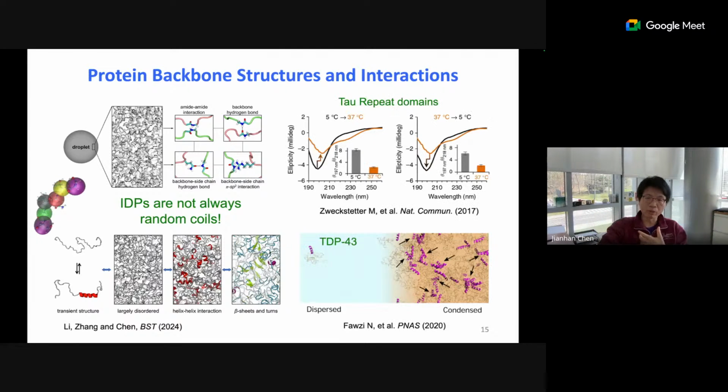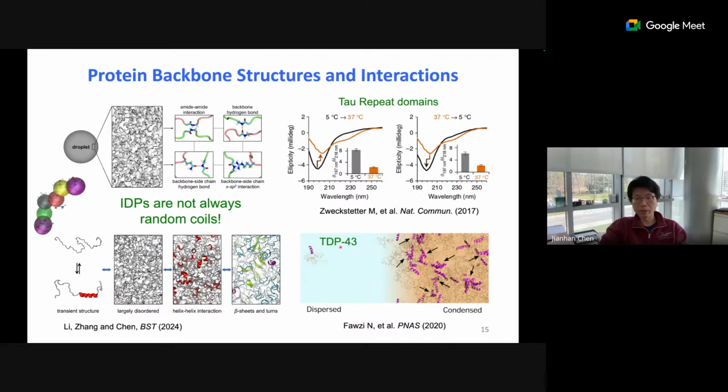And experimentally, it's also known that there are, for example, something called CD measurements, and what it really detects is the backbone structure. Without getting into details, what it really shows here is that this particular protein called tau, a really important protein in many different things, when it undergoes phase separation, there is a clear change in the CD signal, indicating the secondary structure is different. This is another work done by Nick Fawzi's lab.